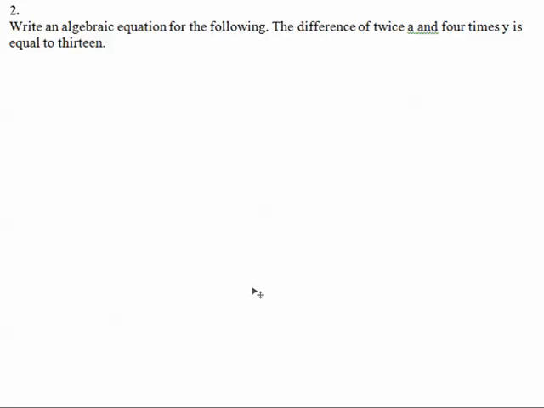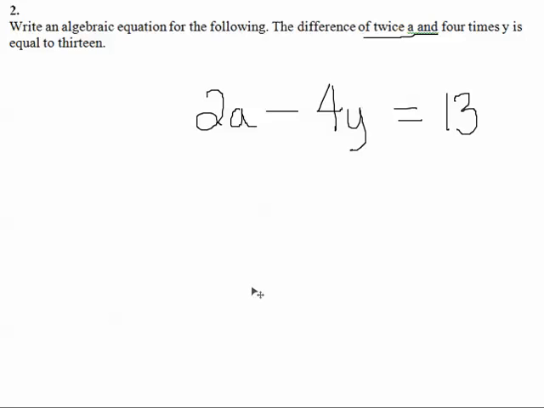Write an algebraic equation for the following. The difference of twice a and 4 times y is equal to 13. So the difference of twice a and 4 times y: twice a, 4 times y, that's their difference when I subtract them. The difference between twice a and 4y is equal to 13. I think that's the equation they're looking for there.